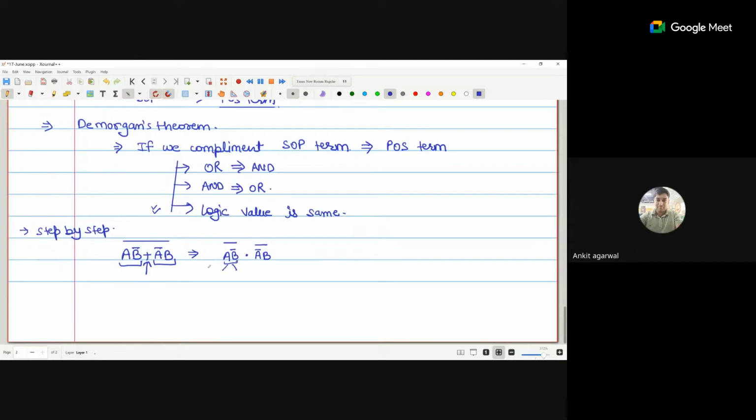Now, this is one term where two variables are available, A and B bar. I have to take the complement of these two. So if I complement, this AND gate will now be converted into the OR gate. So A bar plus B double bar, dot, A double bar plus B bar. Okay, so it becomes A bar plus B, dot, A plus B bar.